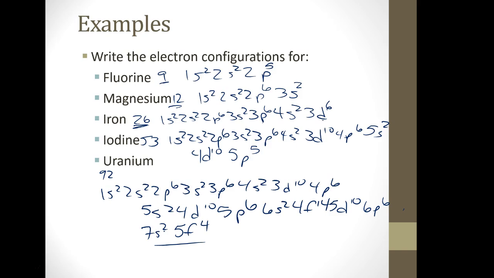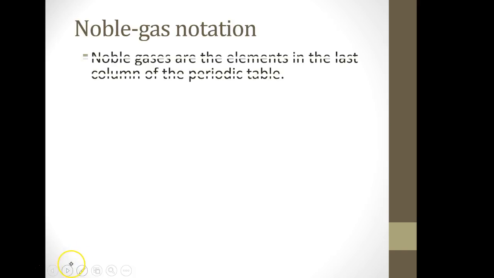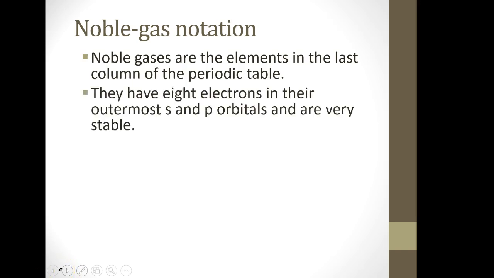Okay, and it's not that hard as long as you remember how many go into each letter and make sure it adds up to the proper number. Okay, noble gas notation is a shortcut. And it works well because the noble gases have completely filled energy levels. They have 8 electrons in their outermost s and p orbitals, and they are very stable for that reason. Okay, they are quite happy the way they are.